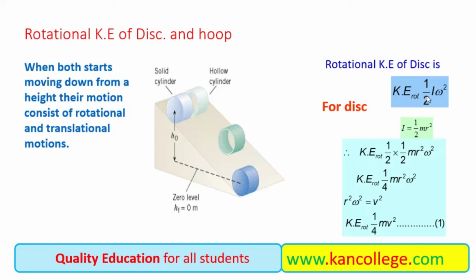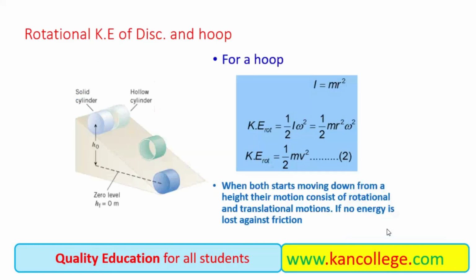Putting the value of the moment of inertia in the formula for rotational kinetic energy, we get half into half m r squared into omega squared, that is one over four m r squared omega squared. And we know that r omega is equal to v, so r squared omega squared is equal to v squared. So we get one over four m v squared.